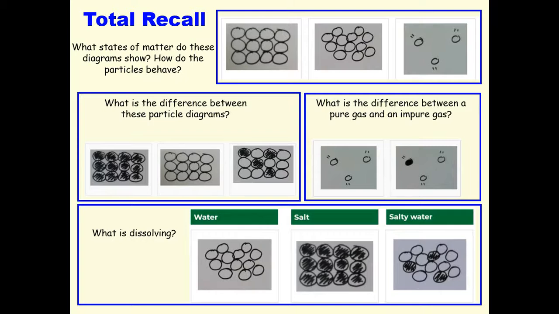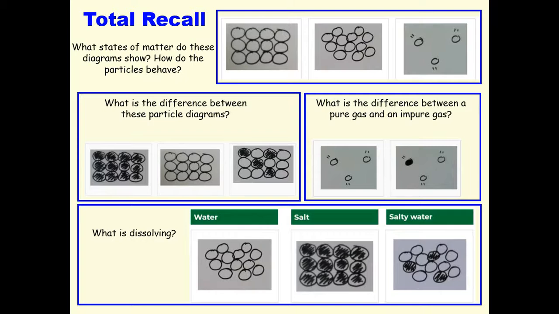What's the difference between the particle diagrams below? So we've got two particle diagrams that are pure, and they're pure solids. And then the last picture is an impure solid. What's the difference between a pure gas and an impure gas? A pure gas is only made up of one type of particle, whereas an impure gas is made up of two different types of particles.